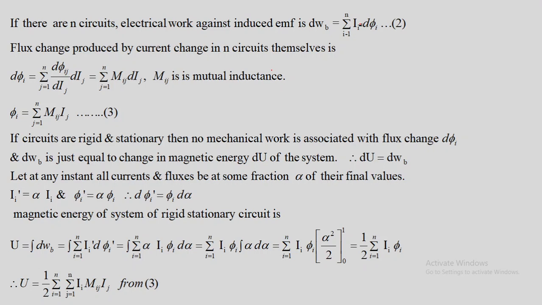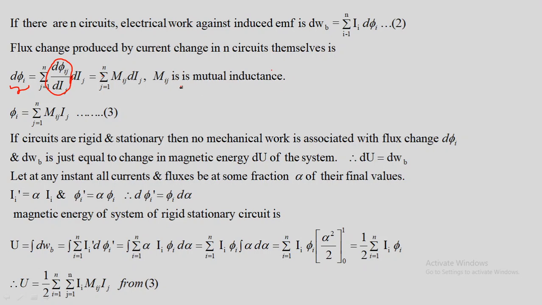Then the flux change produced by the current change in the n circuits themselves, let us write as d phi i. That flux change produced by the current change in the n circuits, d phi i, we write as summation j equal to 1 to n of d phi ij by dIj into dIj. So actually it is a summation of d phi ij, written in a certain form, divided by dIj into dIj.